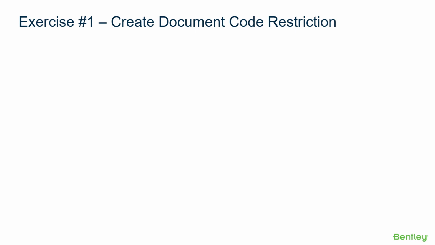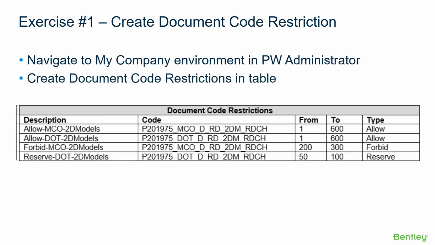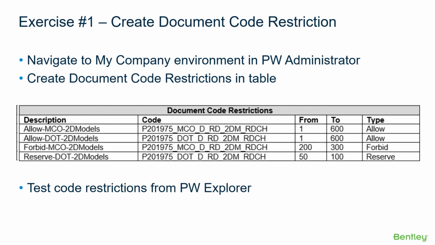Now that we know the types of restrictions, we're going to go into ProjectWise Administrator and create document code restrictions. The first thing we'll do is navigate to the My Company environment in ProjectWise Administrator, and we'll create these document code restrictions in the table. After creating code restrictions, to test the restrictions, it has to be done through ProjectWise Explorer using the Advanced Document Creation Wizard or by editing an existing document code through the Attribute menu.